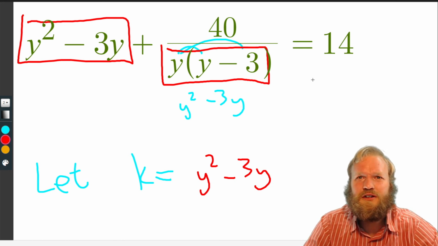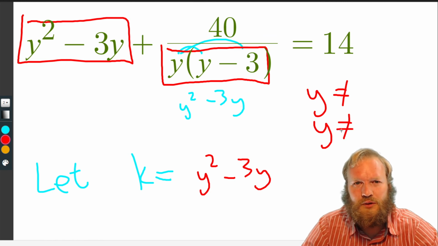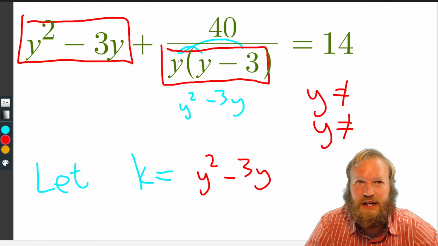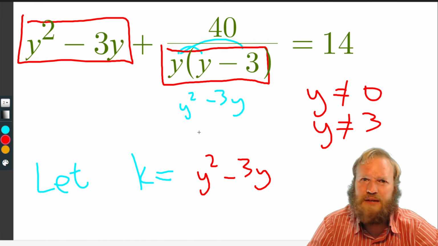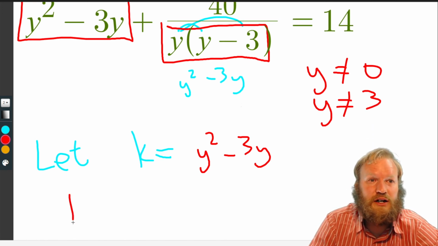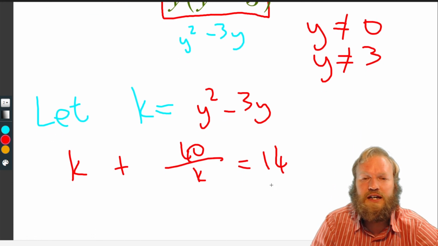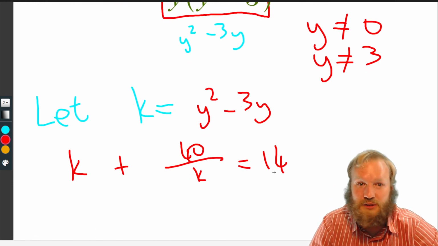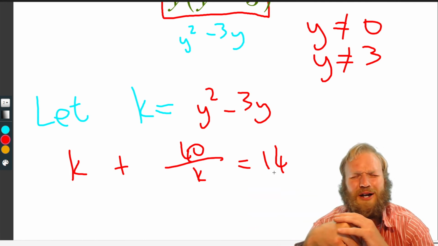What values can y not equal? Well, y can't equal 0 because that would mean this would be 0. And y also can't equal 3 because 3 minus 3 would be 0 and this denominator would be 0. So after that, same strategy as before. You're going to rewrite this equation: y squared minus 3y is k, so y plus 40 over k equals 14. Lowest common denominator. Multiply out. 2 solutions of k, 4 solutions of y. Whew. Quite a bit, right?